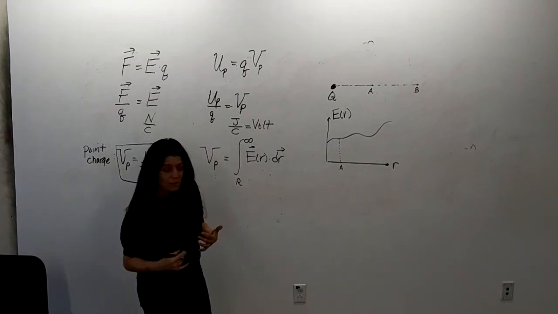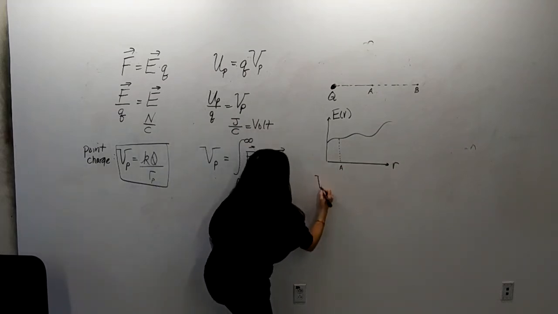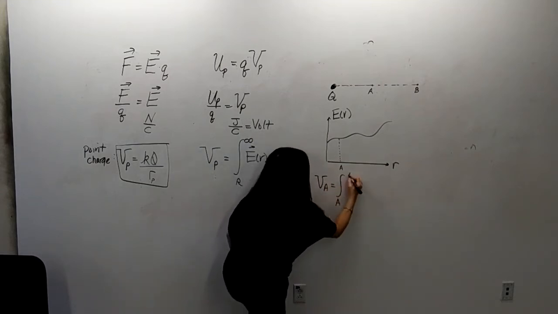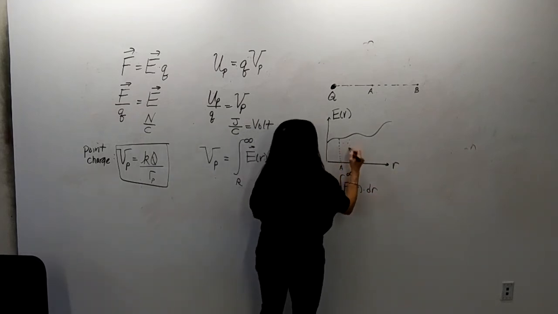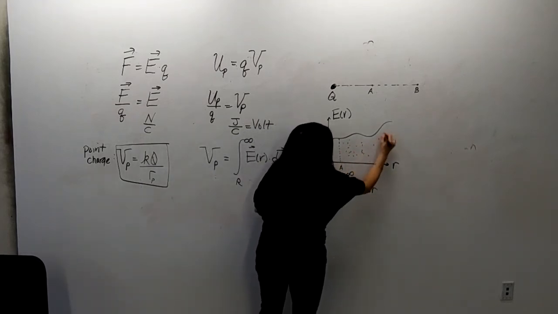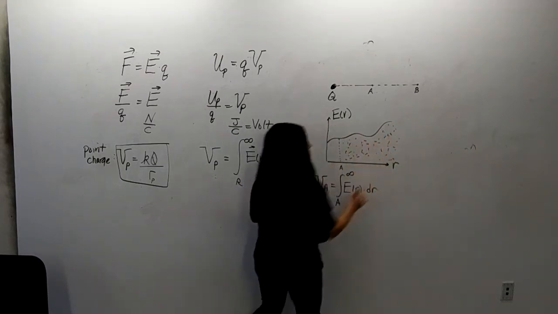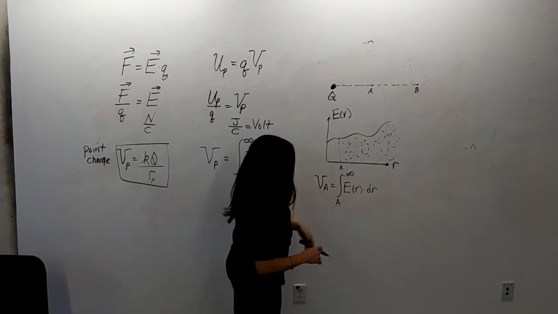Well, I know the potential at point A is equal to the integral from A to infinity, E of R dr, right? I'm just going to do that integral, and that is this area here, all over here, this lovely area all the way out to infinity. That is what I've just calculated, the area under this graph.